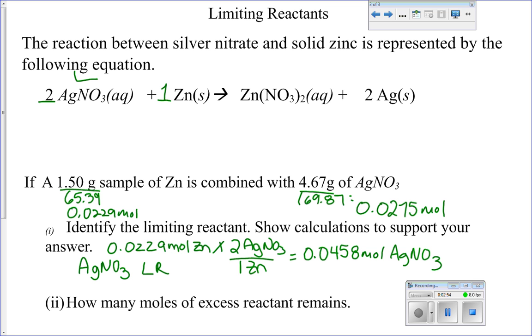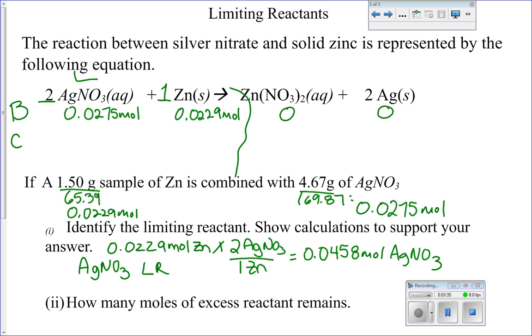Then it asks me how much excess reactant remains. And so what we're going to do is work this a little backwards. I'm going to create a BCA table to be able to answer the remaining questions. So we know that before the reaction starts I have 0.0275 moles of silver nitrate and 0.0229 moles of zinc, and I'm going to put a little dividing line here, I don't have any product yet. So then what's going to be the change once the reaction takes place?